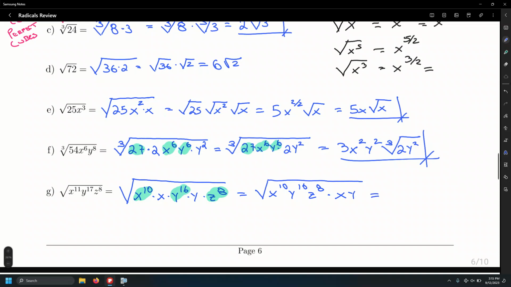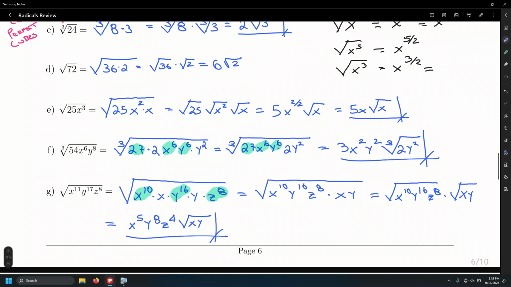And I'm going to write a couple of radicals. Number one with x to the 10th, y to the 16th, z to the 8th, and another times square root of xy. And well, here is where we divide 10 by 2, 16 by 2, and 8 by 2. That's going to give us x to the 5th, y to the 8th, and z to the 4th. And that's times the square root of xy. Right? Final answer.